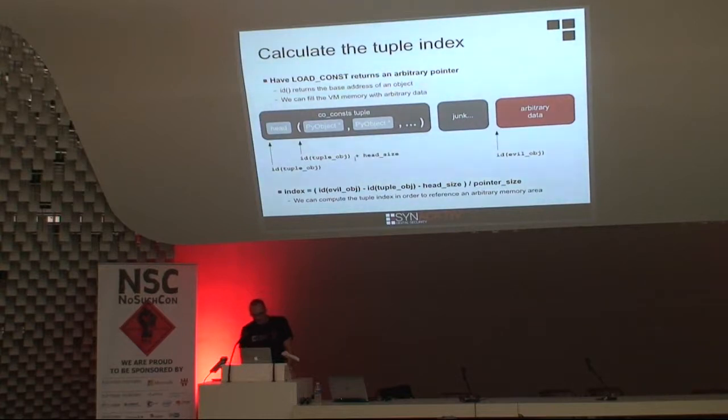And you can use the fact that every Python object has a header and a variable-size part. So you can just use basic arithmetic to calculate the index that you can use. As you can see on the left side, you have the tuple, which is an array with two objects, and we are trying to create a fake third object, which is arbitrary data. Here you just use id, id, id, subscribe to everything, and you get the correct index.